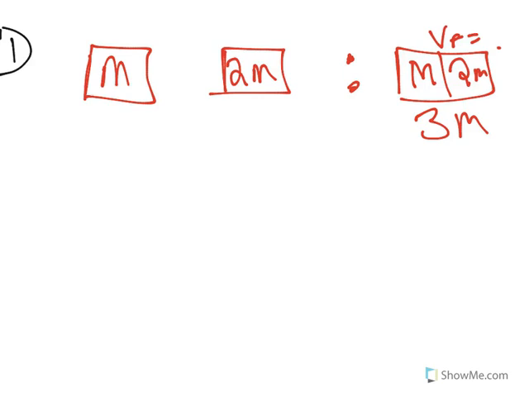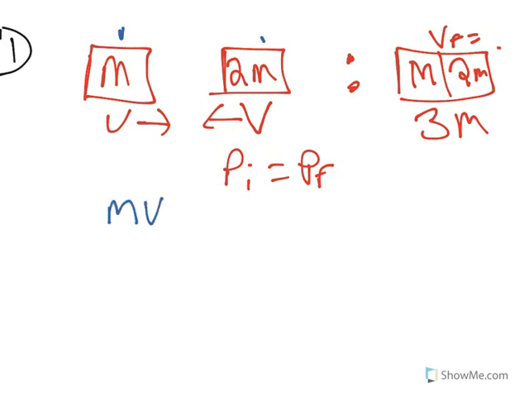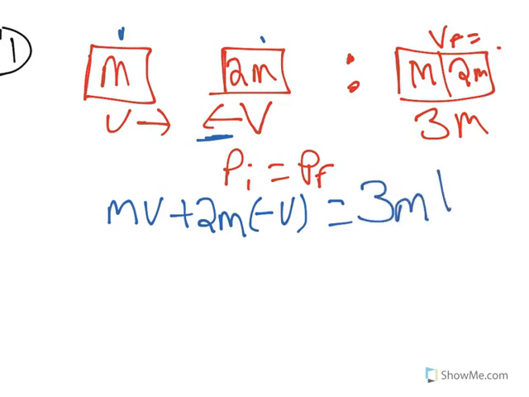So the velocity of this guy is v this way, and the velocity of this guy is v that way. Now we're going to plug this in. Momentum initial equals momentum final, and to find the momentum initial we have to add up our two momentums here and here. So momentum 1 is mass times velocity plus 2m times negative velocity. Why do we make it negative? Because it's going the other direction. That's equal to the momentum on the other side, which will be equal to 3m times vf.